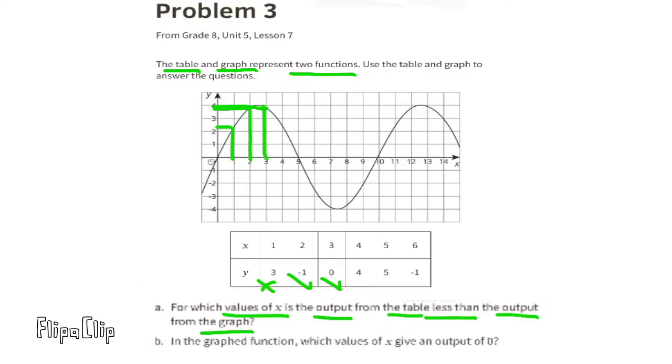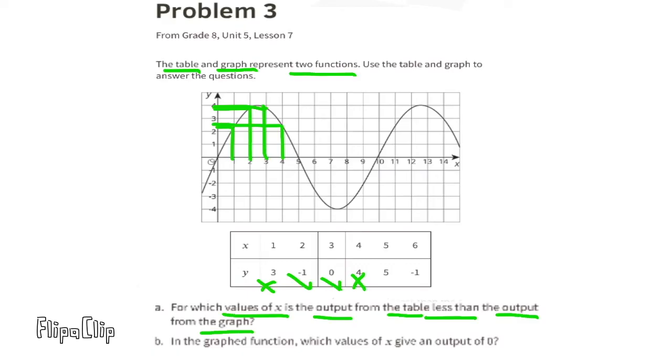Let's look at the next one in the table. When the value for x is 4, the value for y is 4. Now let's look at the graph. When the value for x is 4, the value for y is a little bit more than 2. I'd say no for this one because the table has a higher output than the graph.